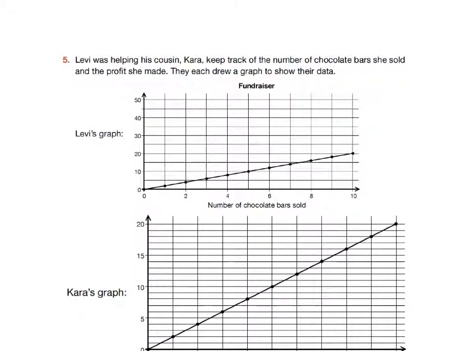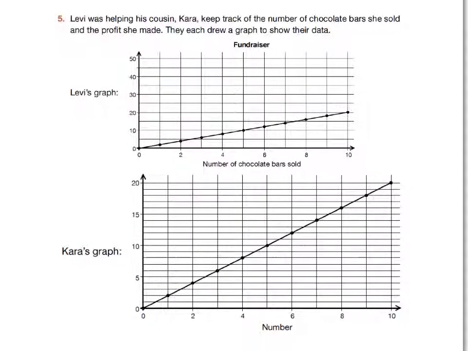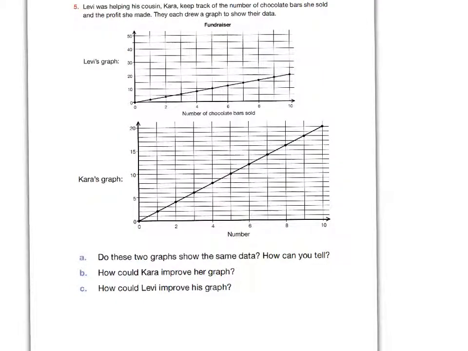All right, to practice, we are going to look at a couple of graphs, or you are with your partner. Here we have Levi, who is helping his cousin Kara keep track of the number of chocolate bars she sold and the profit she made. They each drew a graph to show their data. So these are their 2 graphs. Do these 2 graphs first of all, show the same data? How can you tell? Take a moment, press pause.